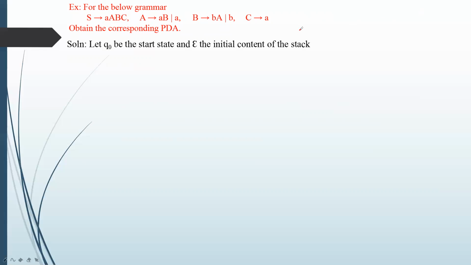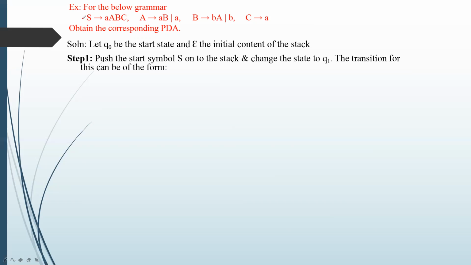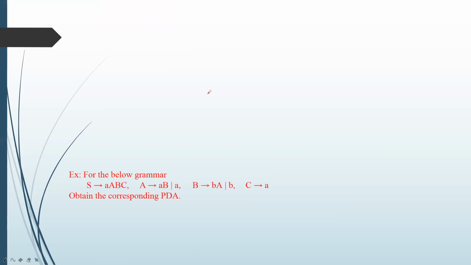First step is you should be in the start state q0. Input is epsilon, top of the stack is epsilon. Change the state to q1 and push S onto the stack. So according to that, push the start symbol S onto the stack and change the state to q1. So δ(q0, ε, ε) = (q1, S). This is the first step.